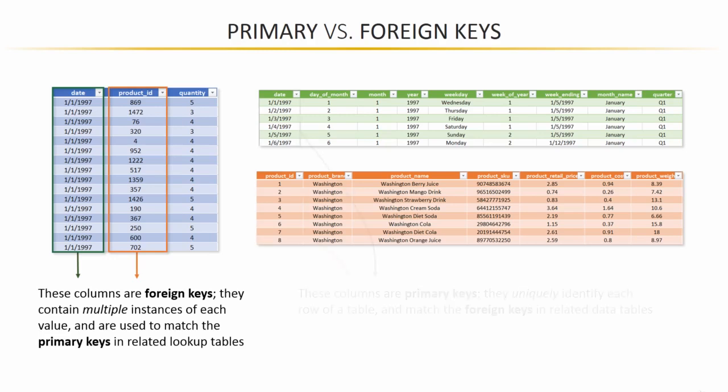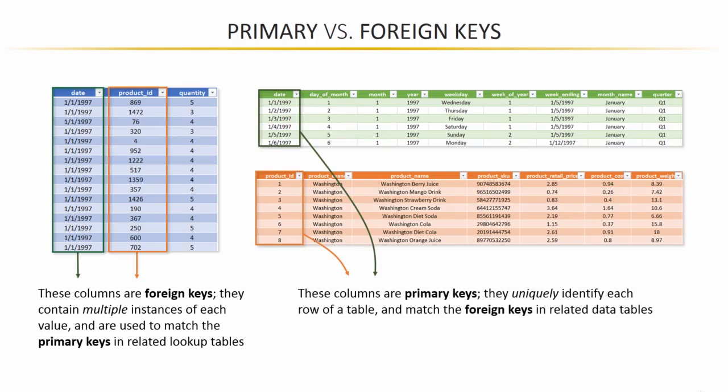Now, when we look at the same columns in the lookup tables, date in the calendar table and product ID in the product lookup table, these are called primary keys because they uniquely identify each row of the table and they match the foreign keys in any related data tables.